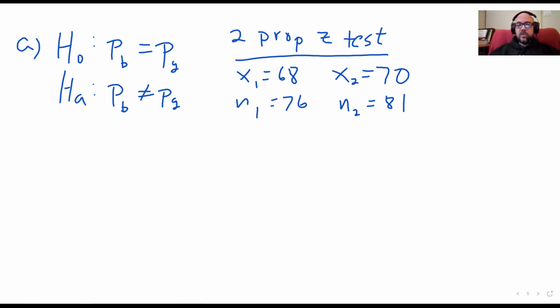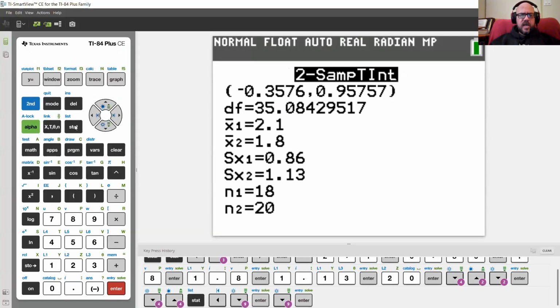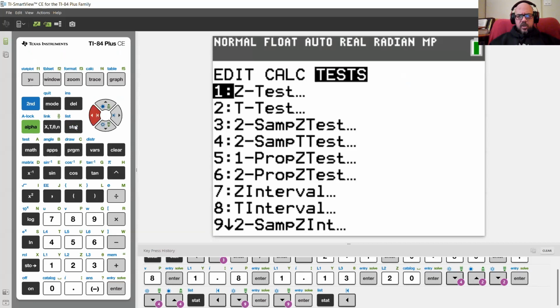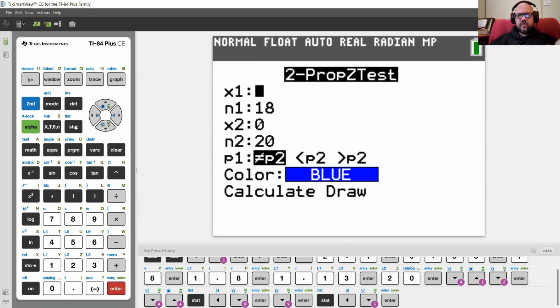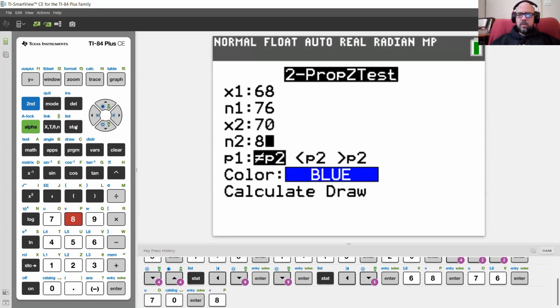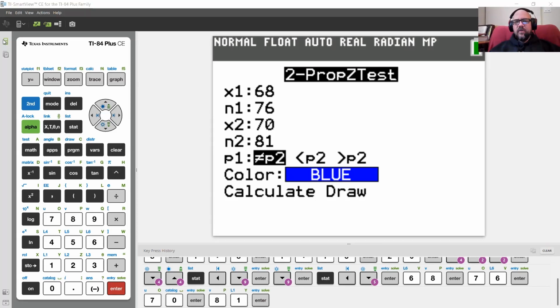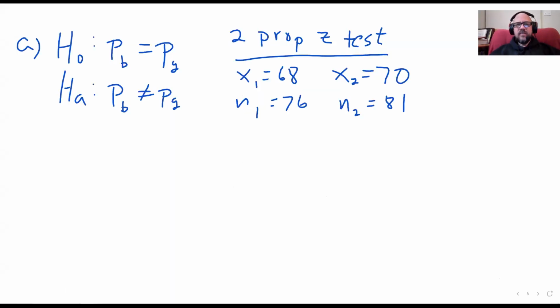Let's go find out. So we're going to pull up the calculator and do a stat test, 2 prop Z test. Let's get right here. They're going to ask us for X1, N1, X2, N2. We had 68 out of 76, and then 70 out of 81. Did I remember all that right? It feels so bad to forget something that was like 30 seconds ago. 68 out of 76, 70 out of 81.